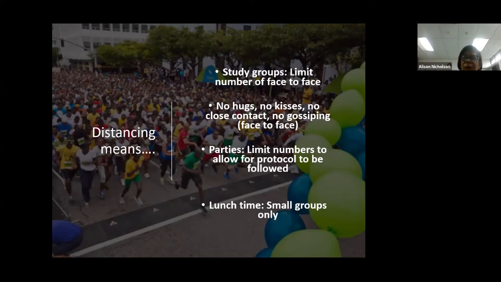So no hugs, no kisses. It's a new term and you're coming back. It's only air hugs and air kisses. No real hugs, no kisses. The close contact, elbow bump. That's as far as you can go with the contact, elbow bump.